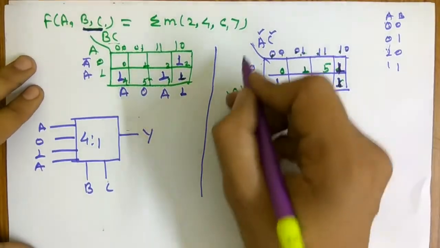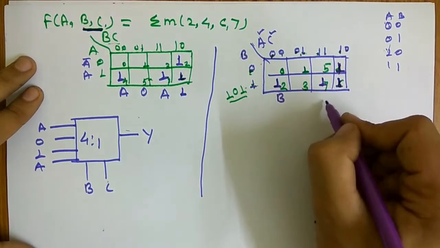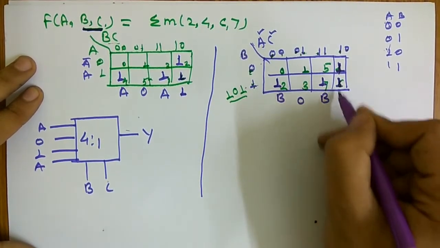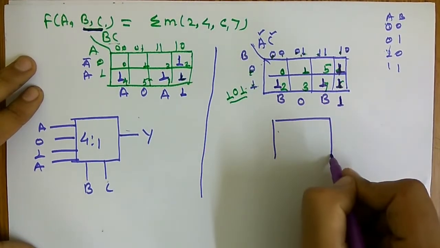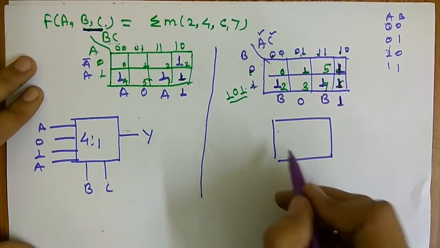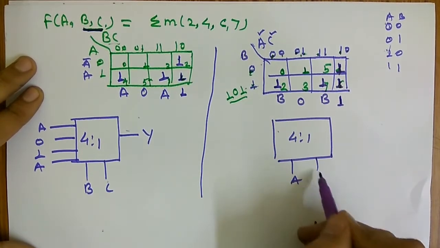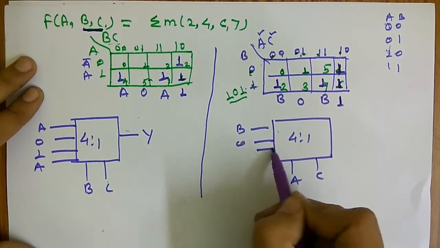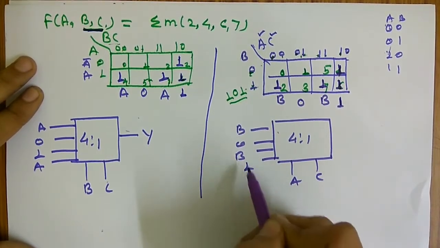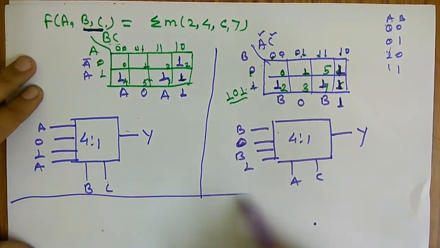So this is B, so here will be B, here 0, B and 1. So this will be implemented like 4 raised to 1, A and C, this is B, this is 0, this is B, this is 1. So this is the implementation for this one.